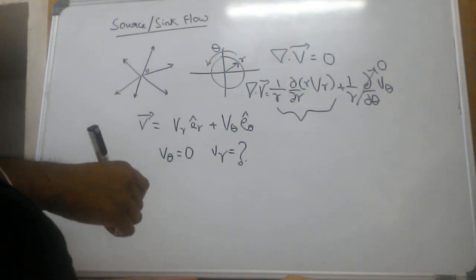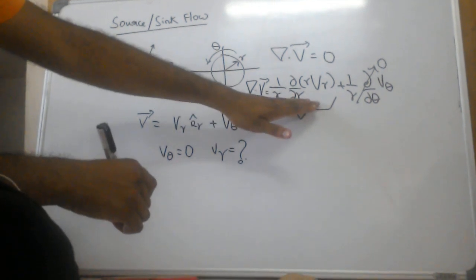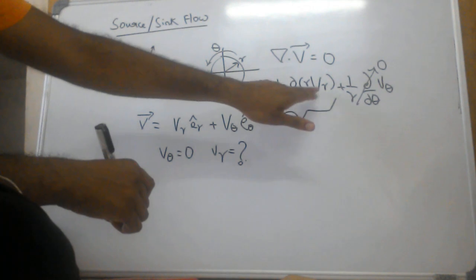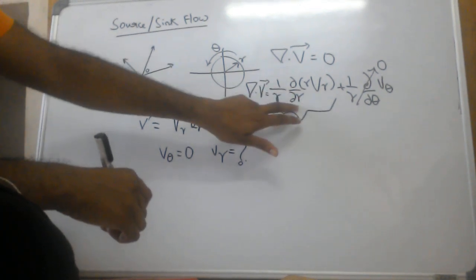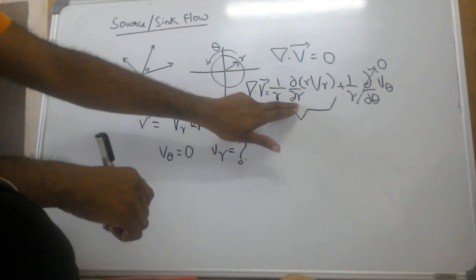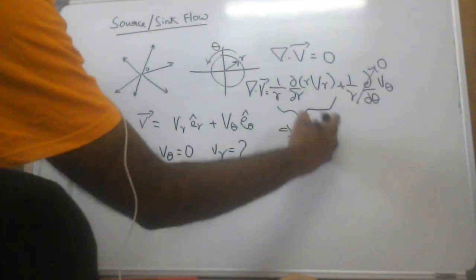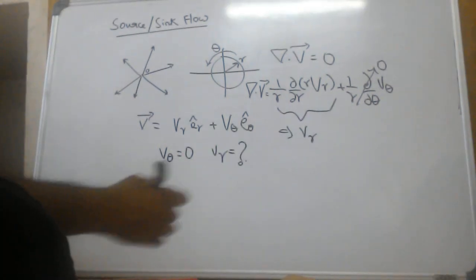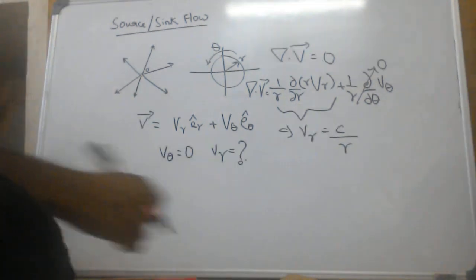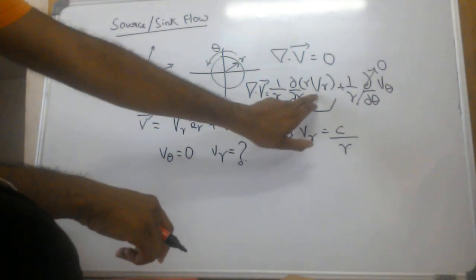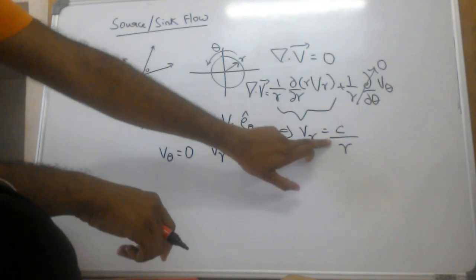As you can see, if the divergence has to be 0, this term too has to be 0, and for this to be 0, r Vr should be independent of r, so that the partial derivative with respect to r goes to 0. Hence, we can say that Vr should be some constant divided by r. On plugging this in, what we get is dou by dou r of r into c by r, which is 0.